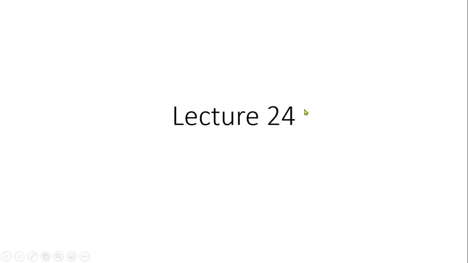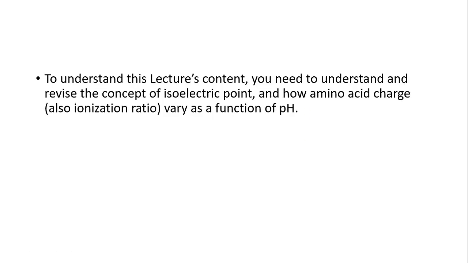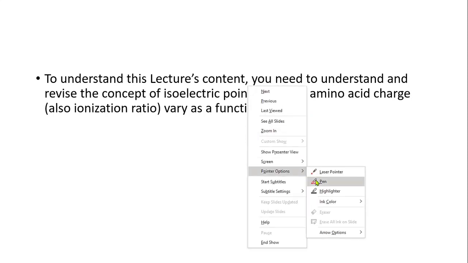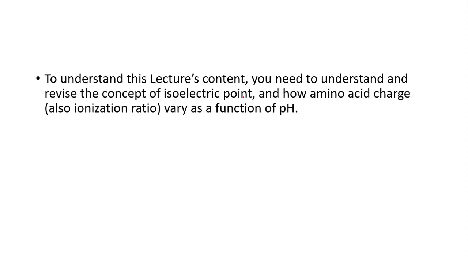To understand this lecture properly, you need to understand the concept of the isoelectric point again, if you have not done it already. And the second thing you need to know is how amino acids vary their charge as a function of the pH. These two things you must know before you understand this lecture. If you don't remember, I am advising you to go back and understand it first.